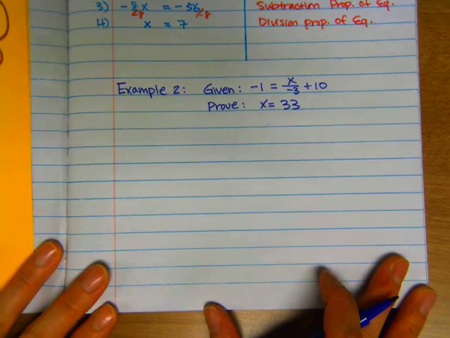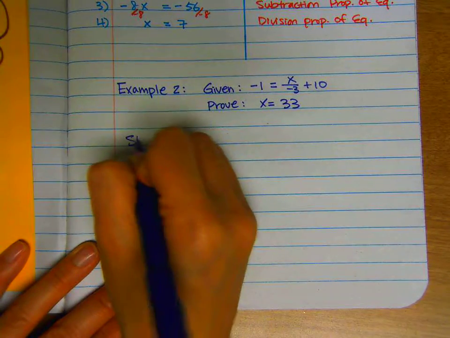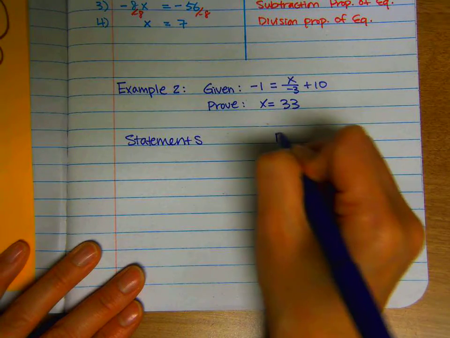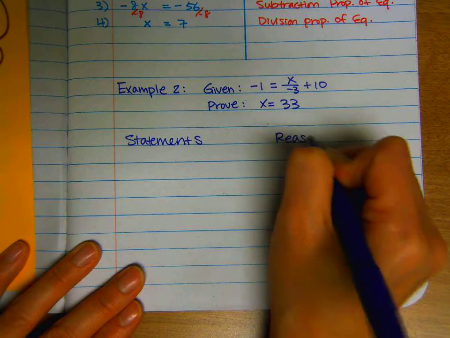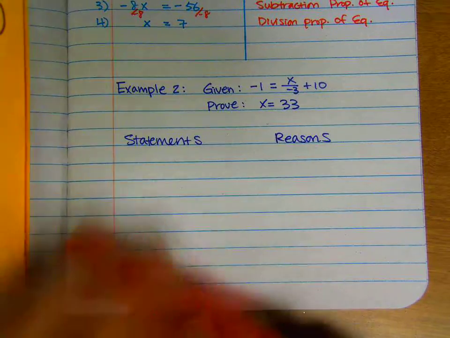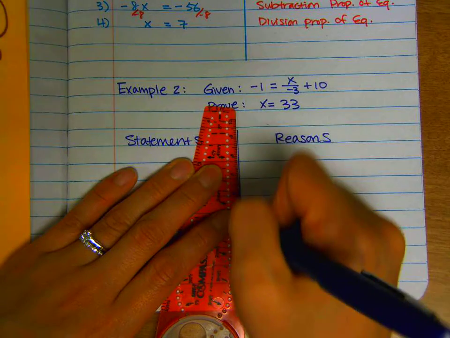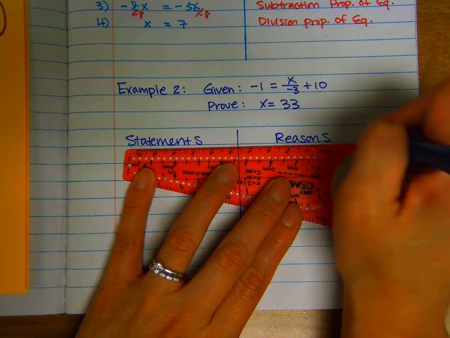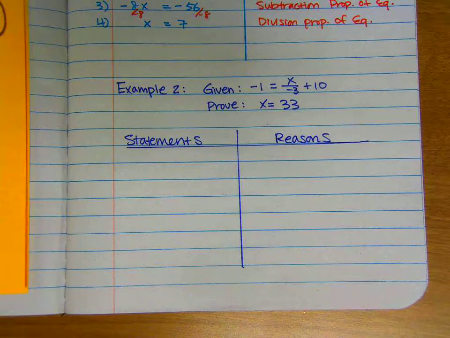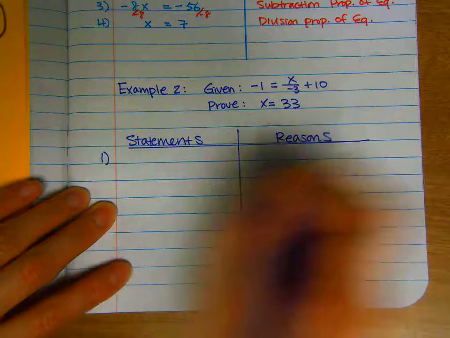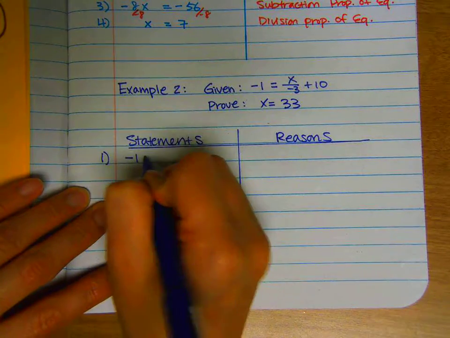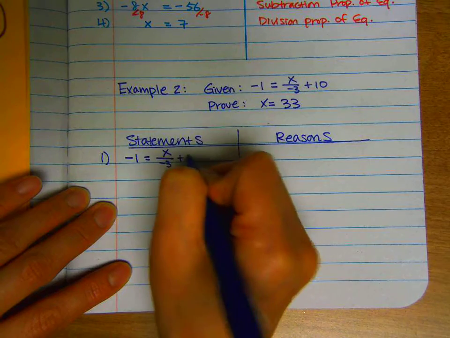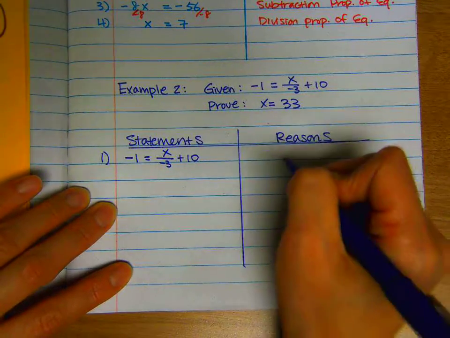How do we do that? Let's make a T-chart with the statements and the reasons. And then I'm going to draw the line, maybe 4 or 5 spaces, and draw the T-chart. So the first step is to always start with the given information, x over negative 3 plus 10. That is a given.